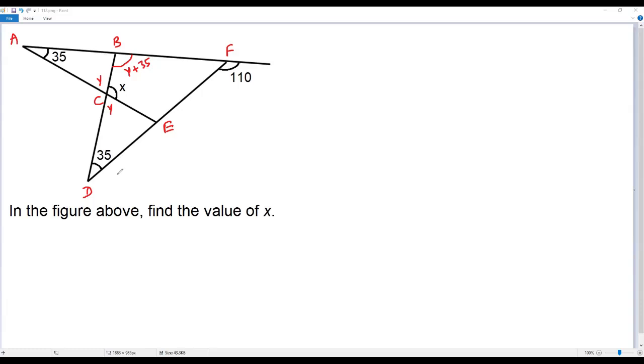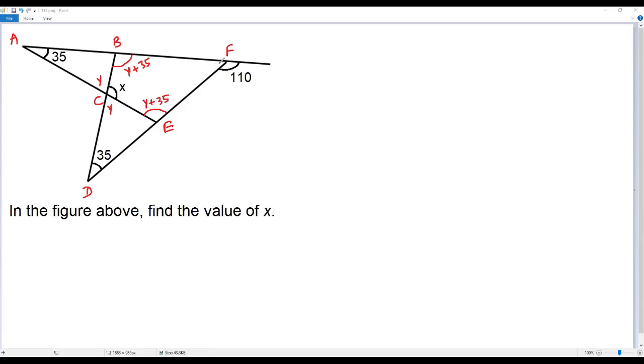Now let's consider triangle CDE, and the same thing. Here the side DE is extended, and this is the exterior angle I'm getting. So this exterior angle is equal to the sum of the two remote interior angles y and 35. So the measure of the angle over here is y + 35.